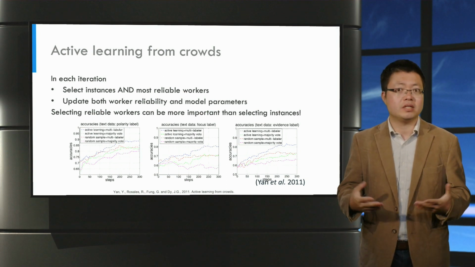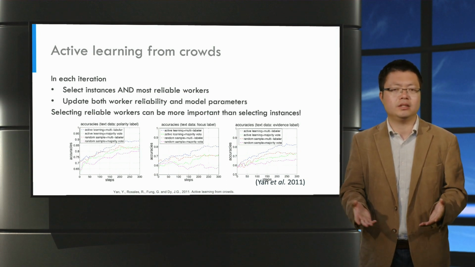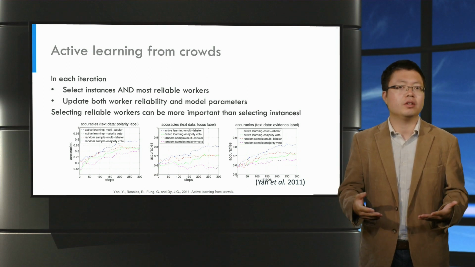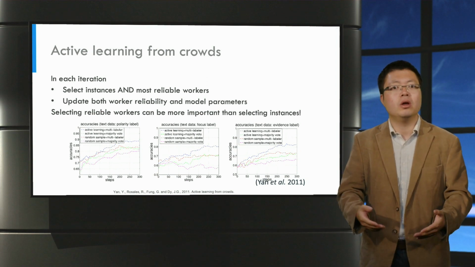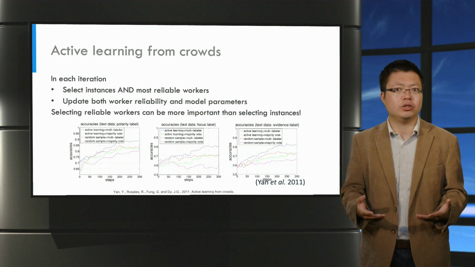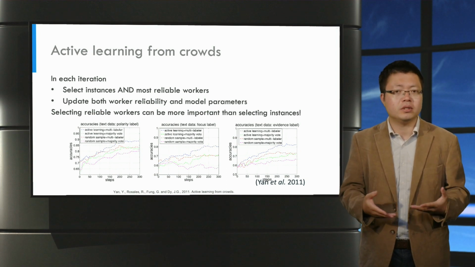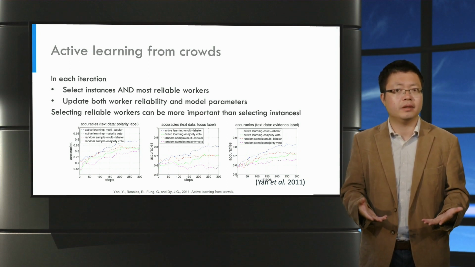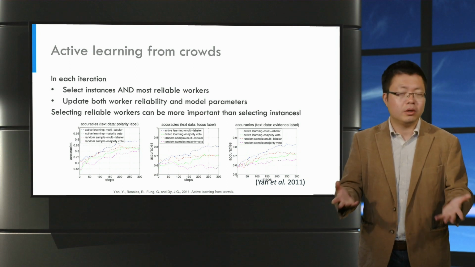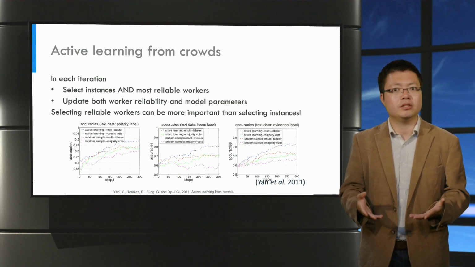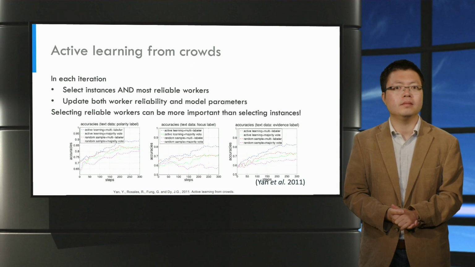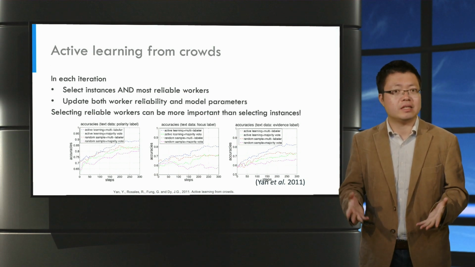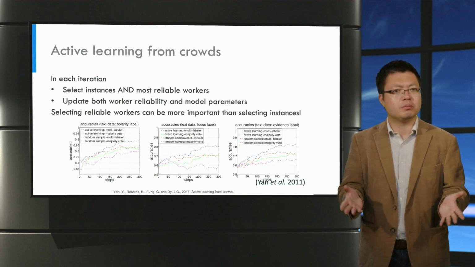In the crowdsourcing setting, we know that this is not the case. So in the setting of active learning from crowds, we need to consider the selection of not only the most informative data instances for model training, but also the most reliable workers to label the instances. In the selection of instances and workers, which one do you think is more important?